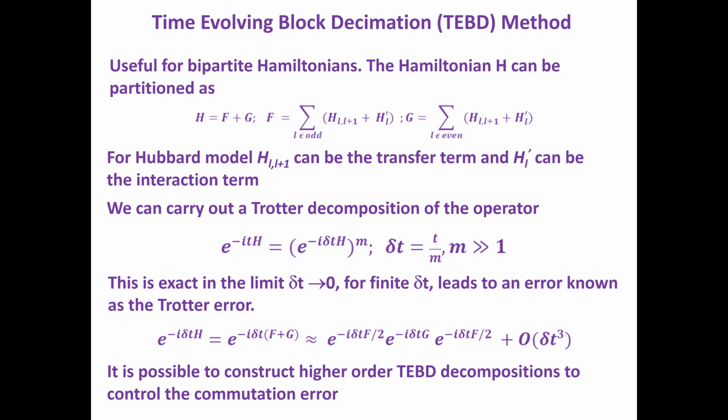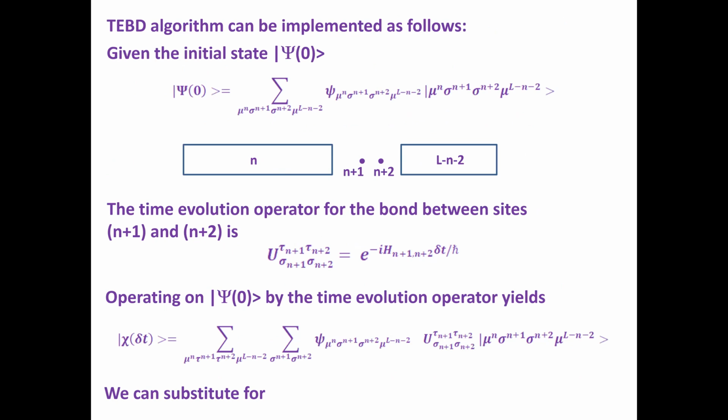So if H is f plus g of this type, then you can write e to the minus i delta t H as e to the minus i delta t f by 2, e to the minus i delta t g, e to the minus i delta t f by 2 again. It is like writing e to the power x plus y as e to the x by 2, e to the power y, e to the power x by 2. Exactly that, except that the commutation error comes down to delta t cubed. Now it is possible to construct higher order TEBD decompositions, much better than this. Instead of delta t cubed, you can have an error of the order of delta t to the power 5 and so forth, but we're not going to do that.